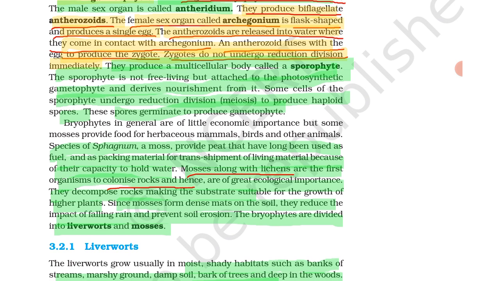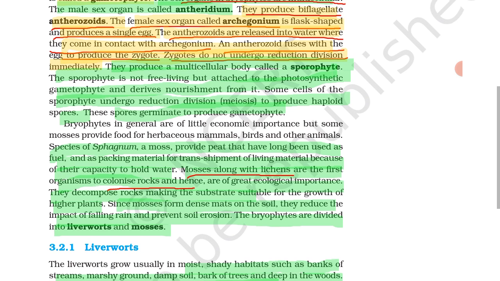Mosses along with lichens are the first organisms to colonize rocks and hence are of great economic importance. This is also a most important example, that mosses along with lichen are the first organisms to colonize rock. They decompose rock, making the substrate suitable for growth of higher plants. Means they decompose rocks and provide a space for growth of higher plants.